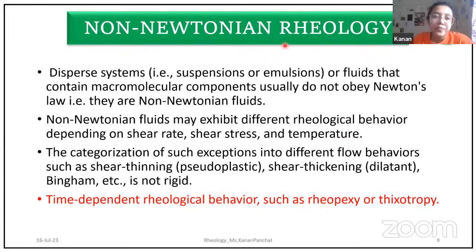Okay? So ये usually कौन से type के systems ये चीज exhibit करते हैं? Dispersed systems. Okay? Such as your suspensions and emulsions, or fluids that contain macromolecules, which are having high molecular weight. They usually do not obey your Newton's law, and that's why they are classified as non-Newtonian systems. And non-Newtonian fluids may exhibit different rheological behavior depending on the shear rate, shear stress, and also temperature. Temperature dependent property भी होती है, time dependent भी होती है.